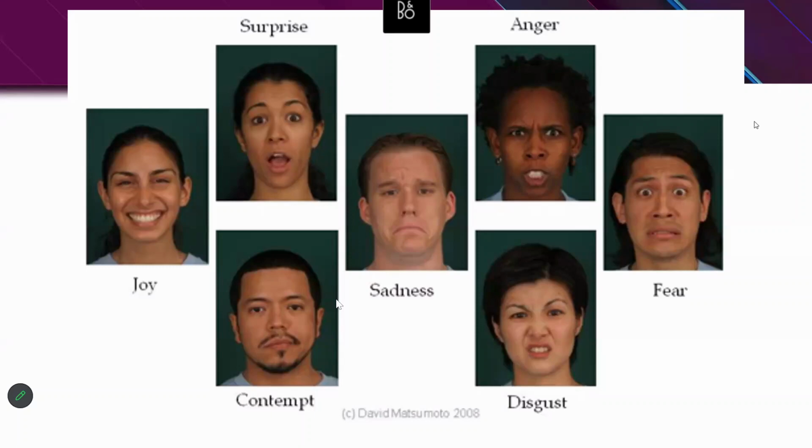The picture shows that each and every person is experiencing different emotions. The first picture is smiling, that is the emotion of joy, and the second one is surprise, the third one is sadness, the fourth one is anger, and the next one is fear, and the other two are contempt and disgust. There are 7 people, and each of the 7 is experiencing a different emotion. So this is what we are going to cover today: emotions and moods.